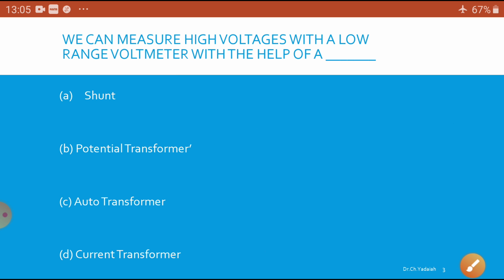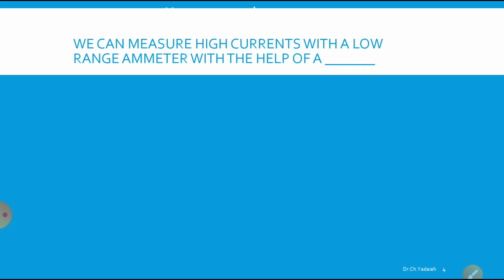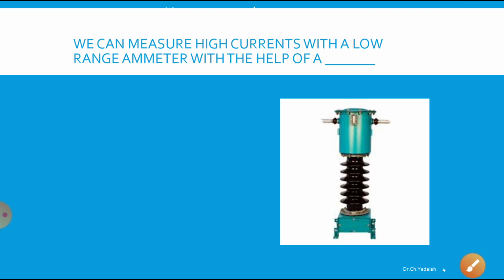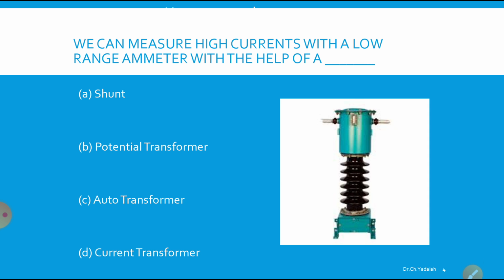Well right. Now coming to another question, so now you can try it. We can measure high current with a low range ammeter with the help of a, already I told you, what is that one? Whether it is a shunt, potential transformer, auto transformer or current transformer.